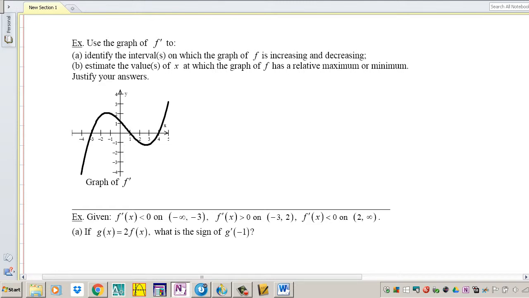Hey guys, welcome to 3.3 day 2 part 2 of the video. In this lesson we're going to go ahead and see some graphical representations and determine increasing, decreasing using these functions, these graphs.